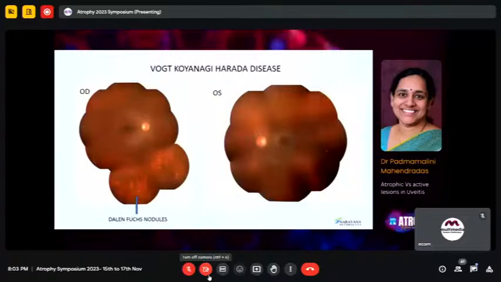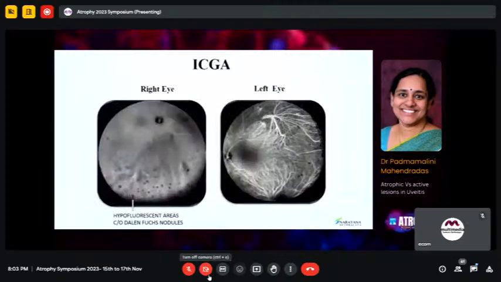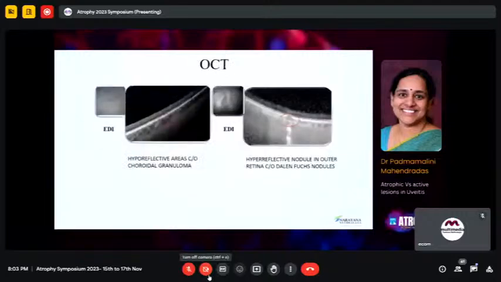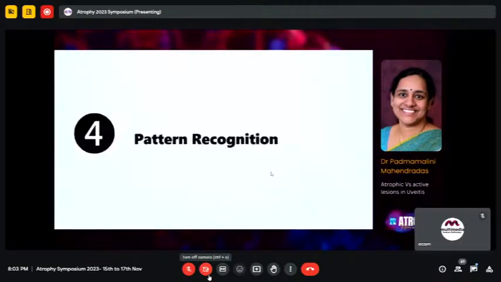Next comes VKH disease. They can develop sunset glow fundus with Dalen-Fuchs nodules. ICG shows hypofluorescent lesions in both eyes. OCT shows a hyperreflective area corresponding to the areas of choroidal granuloma, suggestive of active inflammation. In other areas, it shows a hyperreflective nodule in the outer retina corresponding to the areas of Dalen-Fuchs nodules.